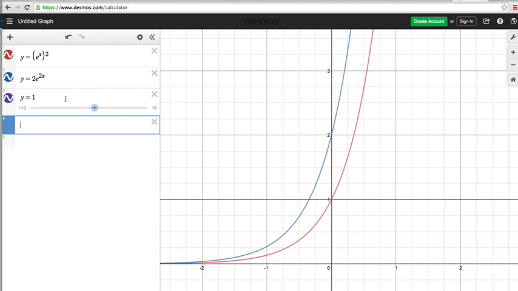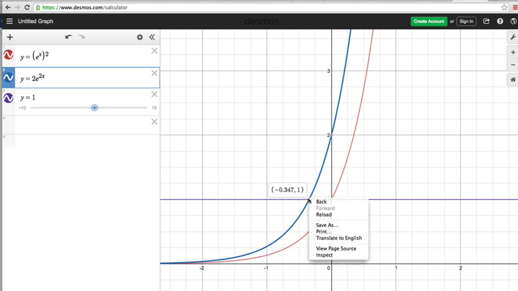Now for our other part of the problem, we wanted to know what is the value of the derivative when y is equal to 1. So I graphed y equal 1 right here, and I simply look on the graph of the derivative, and there's the point, negative 0.347 and 1, and that's approximately what we got when we did this algebraically.